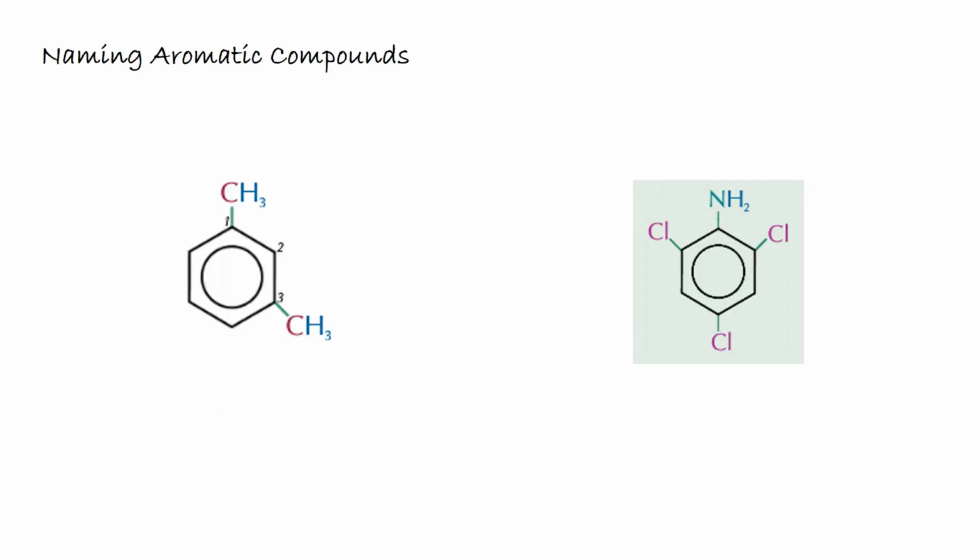Finally, to look at in terms of naming aromatic compounds is how we number them. On the left-hand side here, we've got two methyl groups coming off different positions of the carbon backbone, which is essentially a benzene ring here. So how do we name these? Well, this is benzene. And because we've got two of the same group, which are methyl groups, we have dimethyl benzene. And then we have to deal with the numbering. In this case, we start at one of the methyl groups and we simply number round to the lowest number. So we have 1,3-dimethyl benzene.